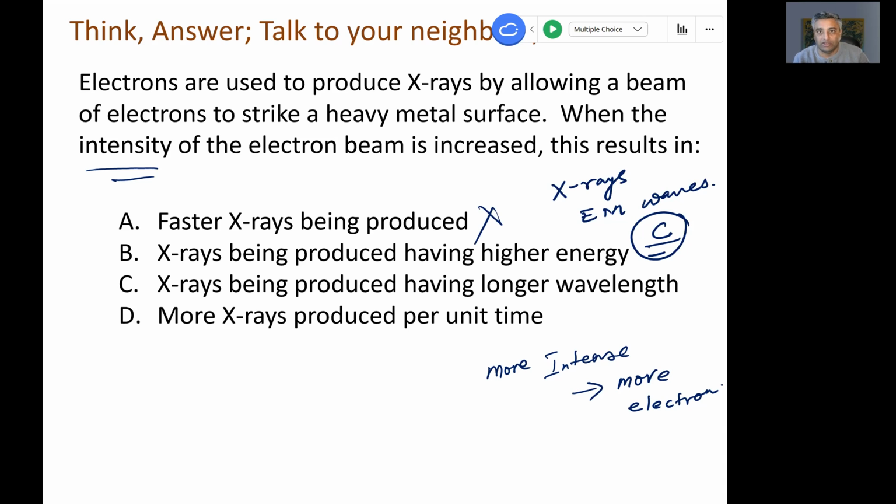Higher number of electrons does not mean it has a higher energy. How much energy comes out depends on how fast these electrons are moving, not how many electrons are moving. So that's why both of these options, related to energy and wavelength, are not correct.